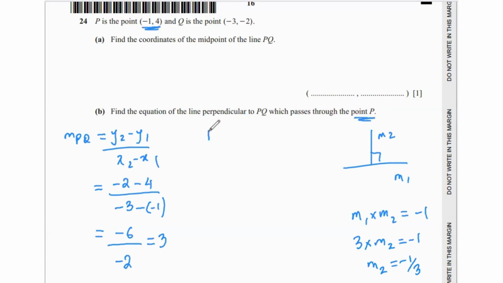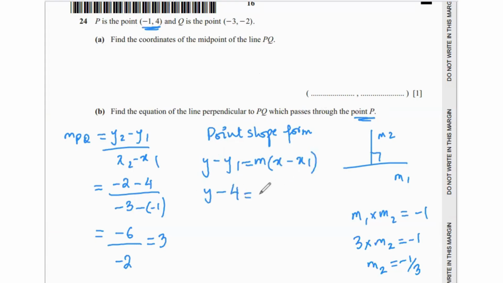So now we use point slope form to find the equation of the line. Point slope form is used when you have a point and a slope, which is exactly what we had. So y minus y1 equals m times x minus x1. y1 is 4, so y minus 4 equals m, which is -1/3, times x minus -1.